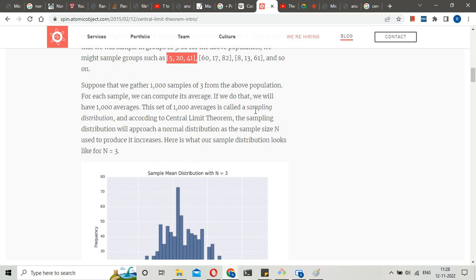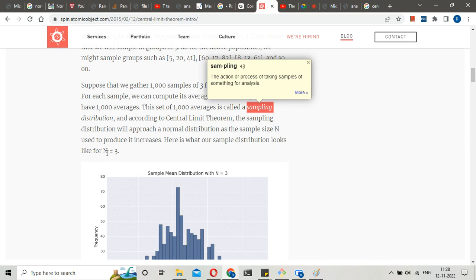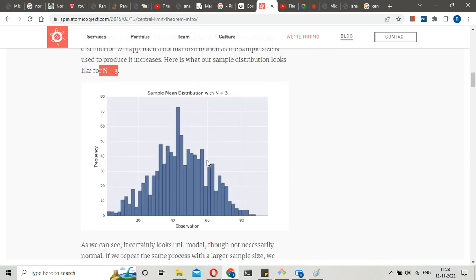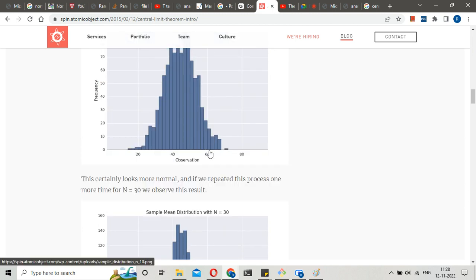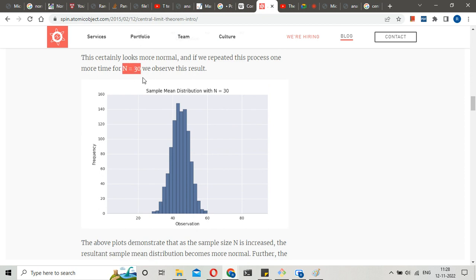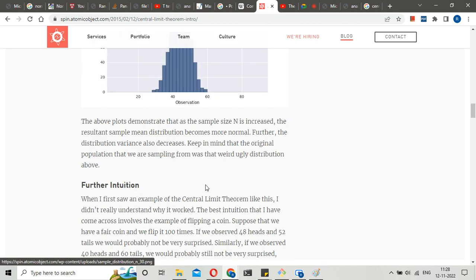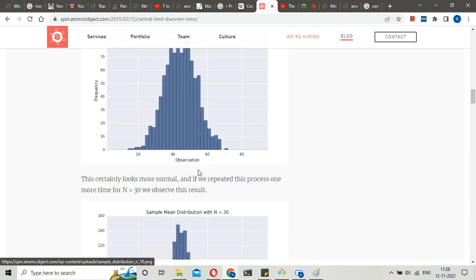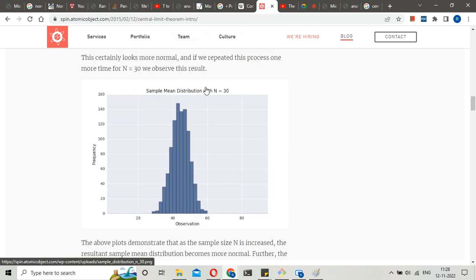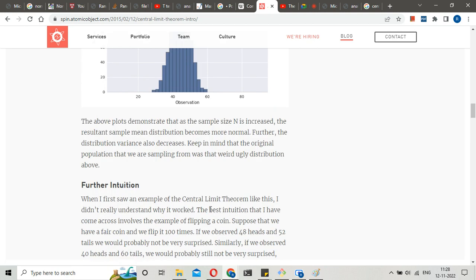If you plot this sampling distribution as n increases, this is for a group of 3 people. When you increase to a group of 10 people, it will come like this distribution. When your n increases to 30, it will be something like this. So this plot says as n increases, meaning the size of the sample, this distribution will become closer to the normal distribution.